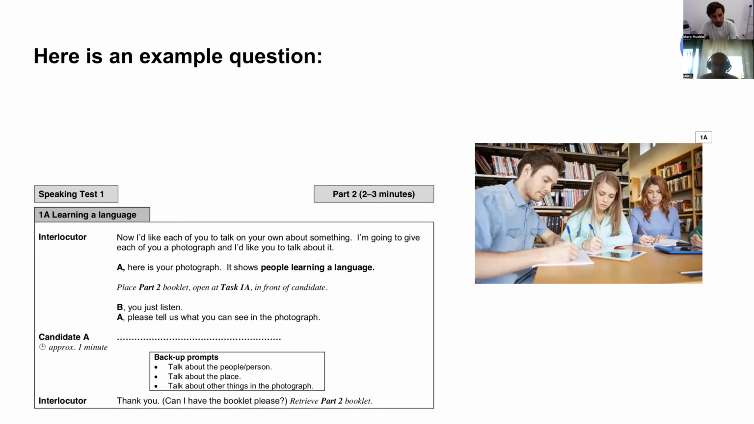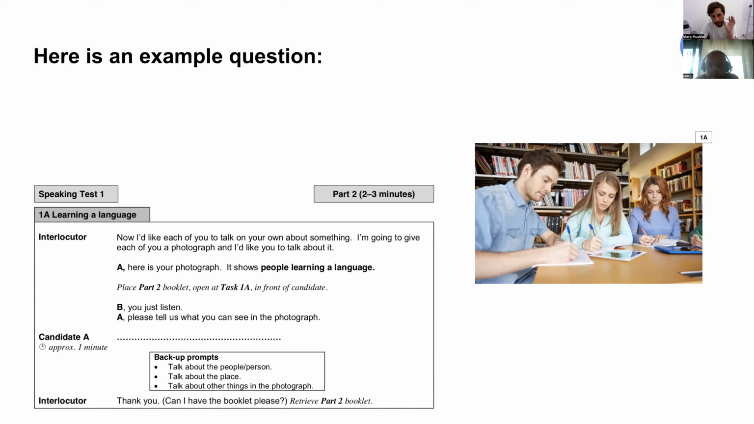As I told you, they give you an instruction, they give you an image, and you speak alone about the image. So let's see how it works. They would say, now I would like you to talk on your own about something. I'm going to give each of you a photograph, and I would like you to talk about it. Candidate A, Miguel, for example, here is your photograph. It shows people learning a language. Candidate B, person to the right, you just listen. Miguel, please tell us what you can see in the photograph.